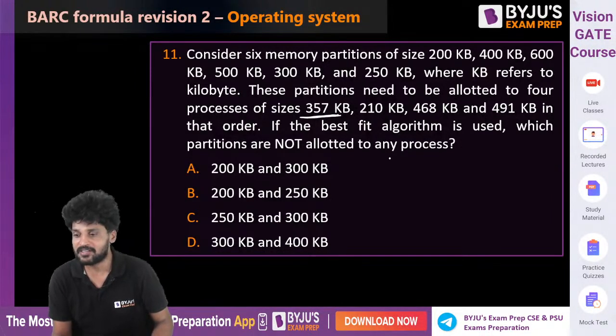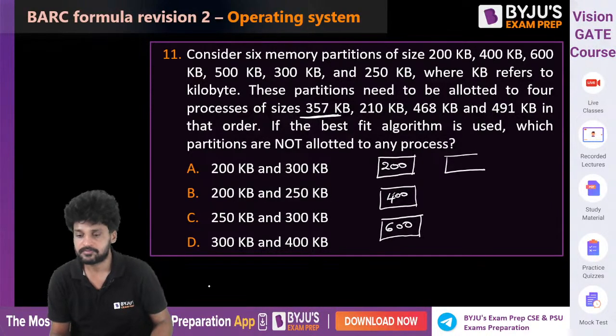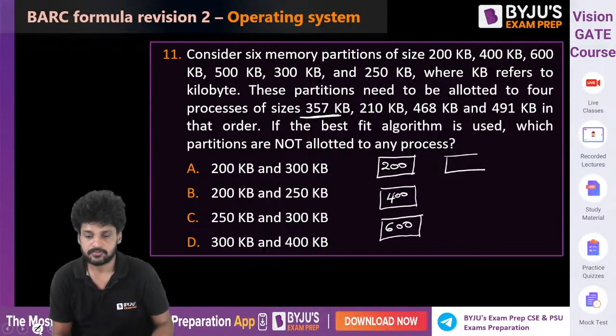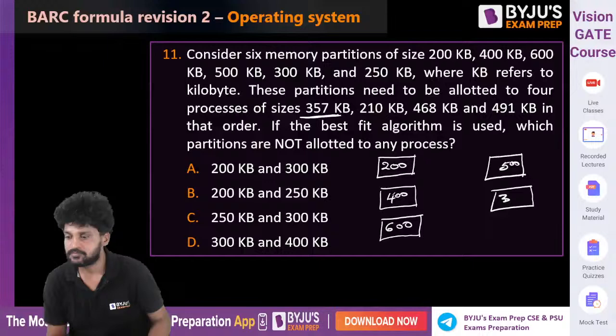I will draw these 6 partitions. First partition is 200 KB. Second partition is 400 KB. Third partition is 600 KB. Fourth partition is 500 KB, fifth partition is 300 KB, and the next partition is 250 KB.